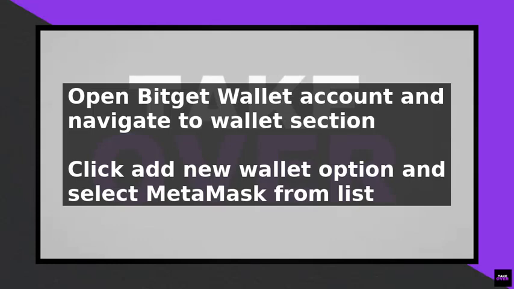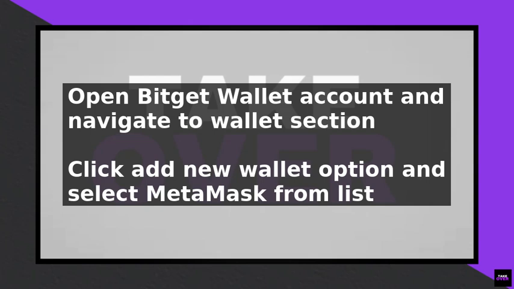To add MetaMask in Bitget Wallet, you need to start by opening your Bitget Wallet account and navigating to the Wallet section. Here you will find the option to add a new wallet. Click on it and select MetaMask from the list of available wallets. Next, you will be prompted to download and install the MetaMask browser extension if you have not already done so.